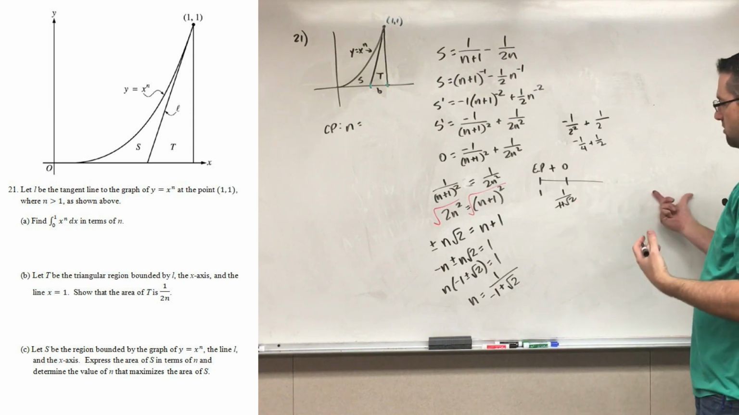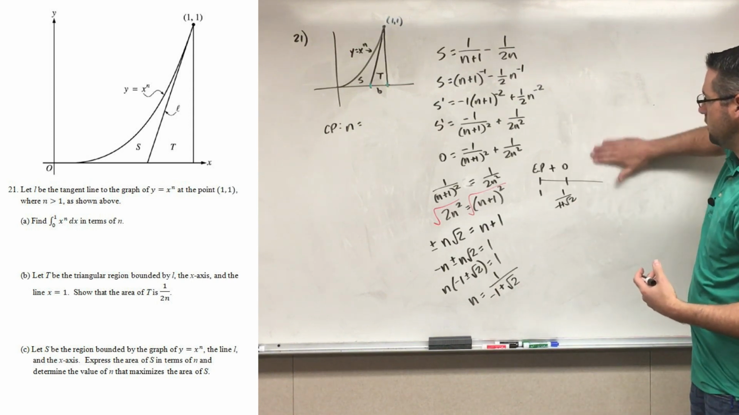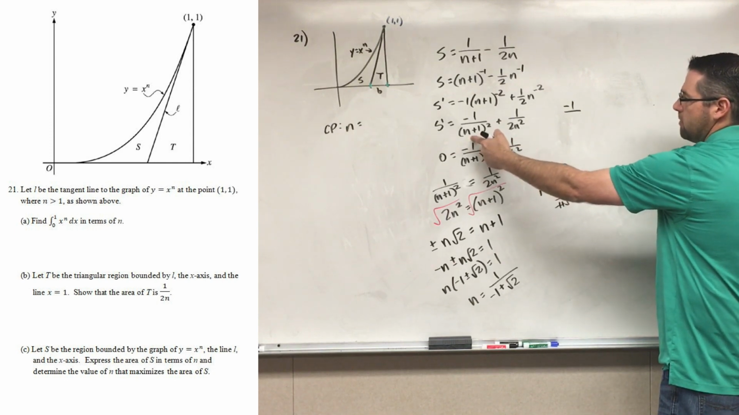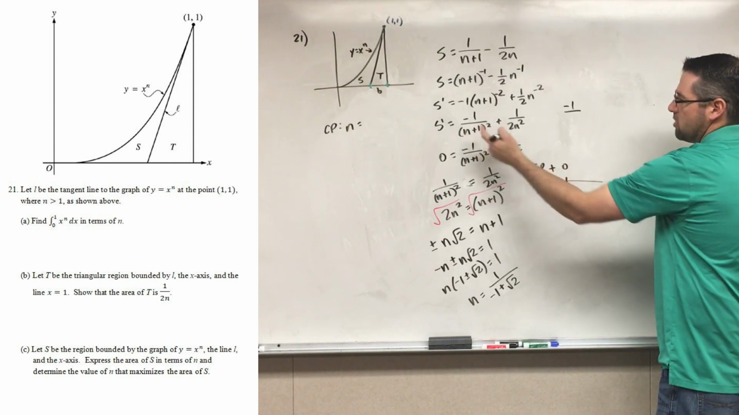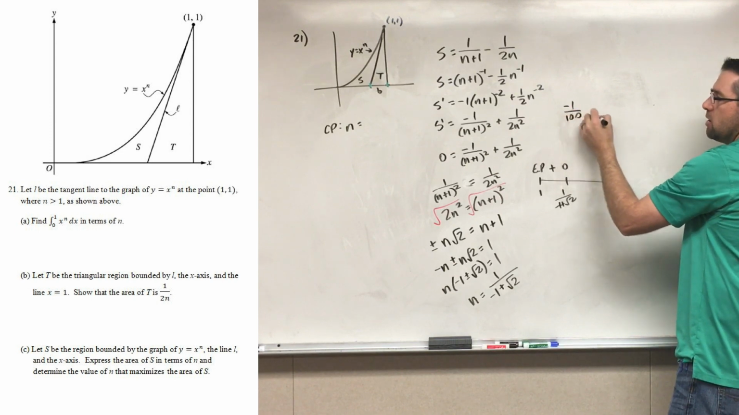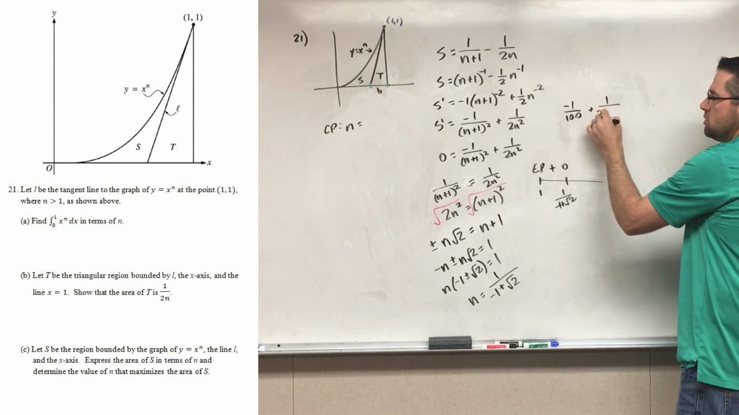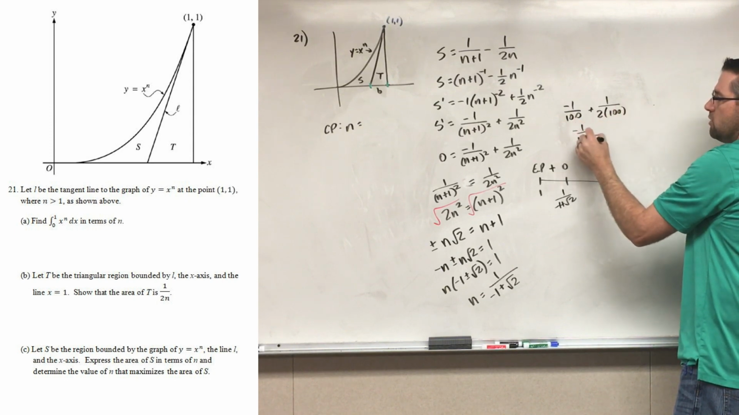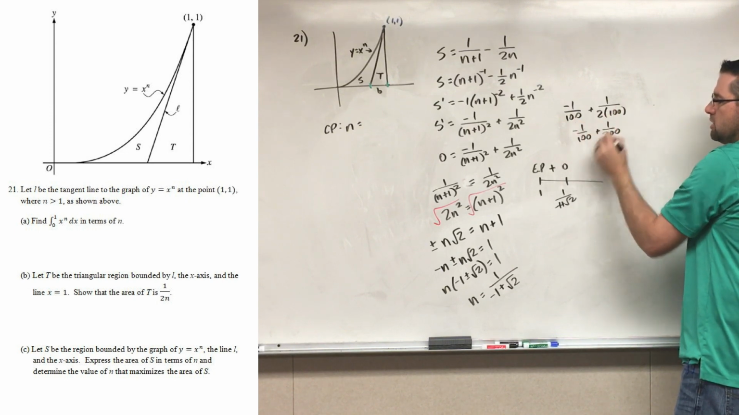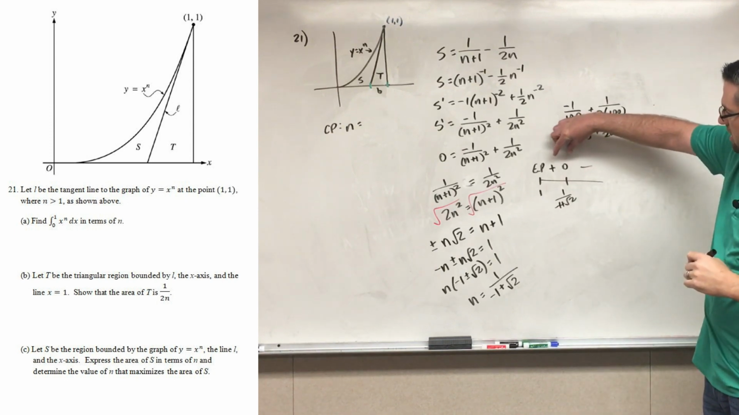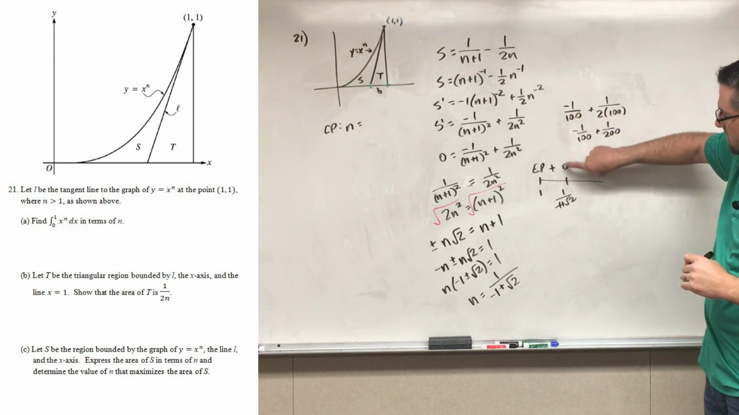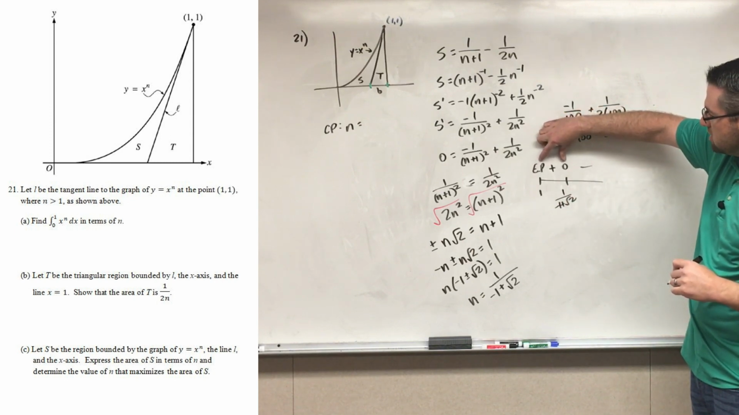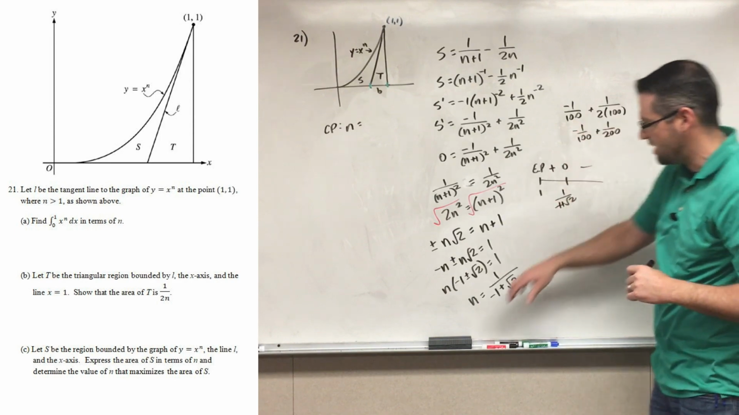If I plug in something really big, like, I don't know, 10, so I plug in 9, 9 plus 1 is 10, squared is 100, plus 1 over 2 times 10 squared is 100. So negative 1 over 100 plus 1 over 200 is actually going to be a negative value. So you can see that there is an absolute max at this n value because S prime is strictly positive in this domain and strictly negative in that domain.